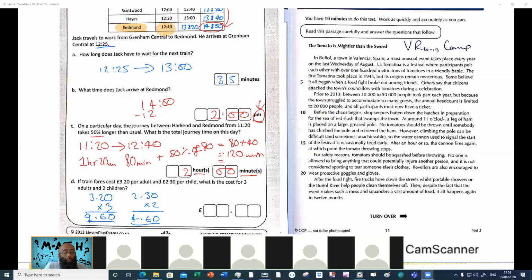Okay, what do you do with those two numbers now? We add them. Okay, let's add them then. So we've got £9.60, add £4.60, and then we add them up. So what's that give us altogether? £14.20. Fantastic.